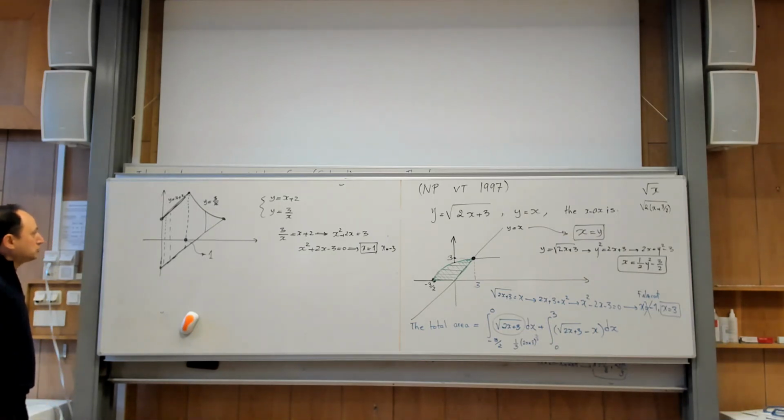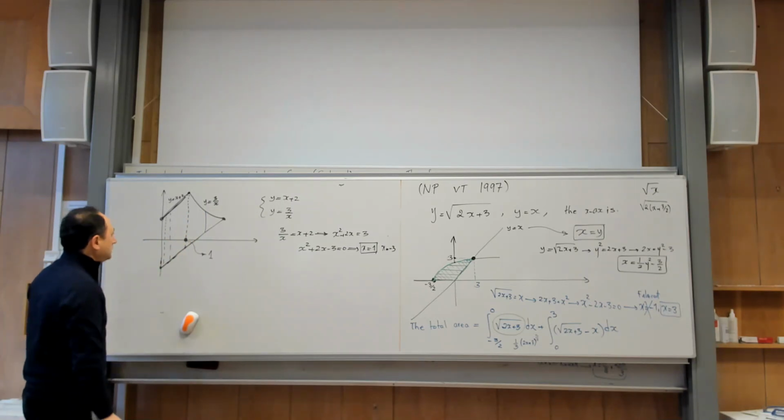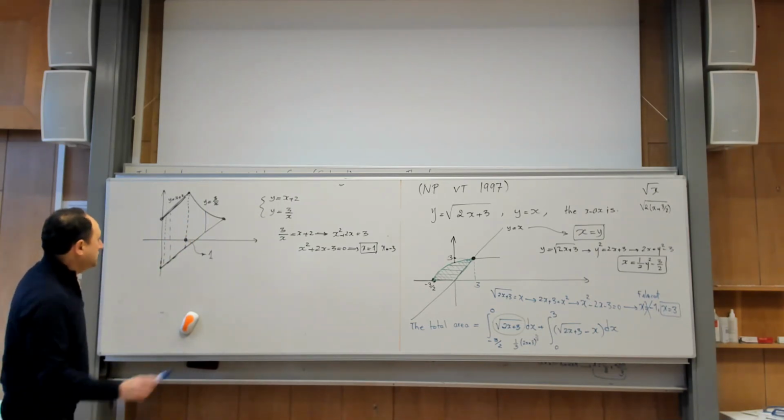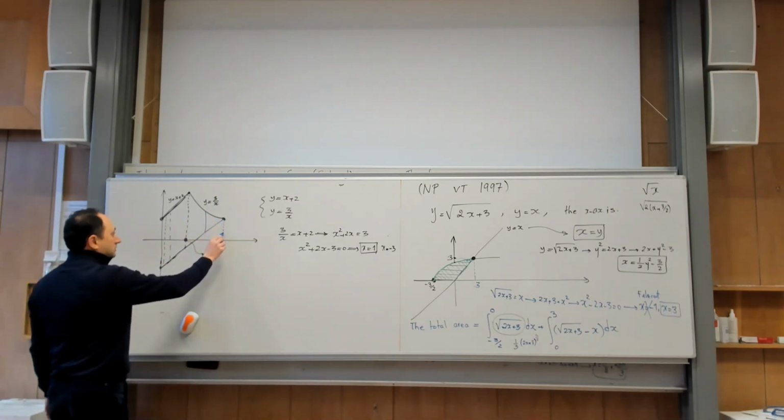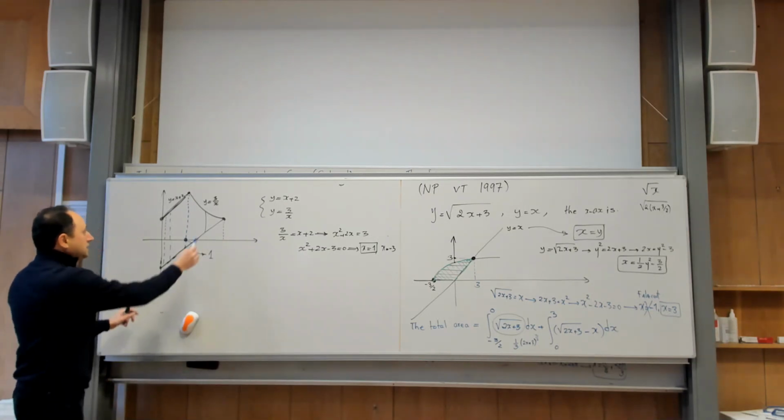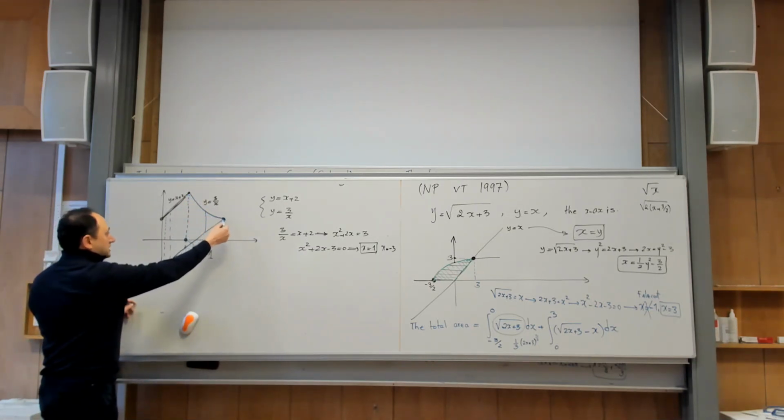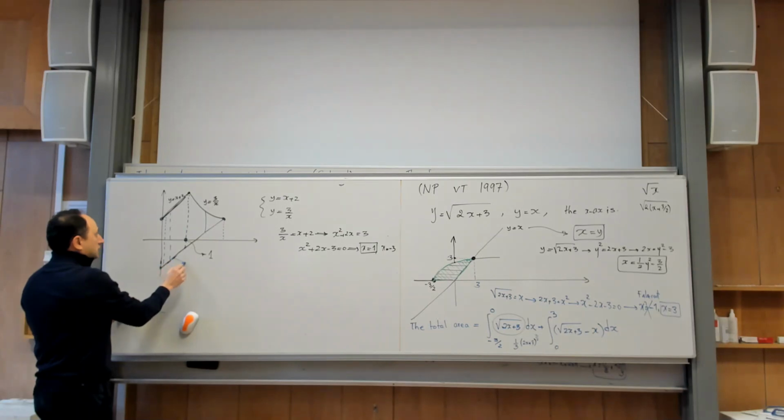I need one more point. Can you tell me which point? I need this point as well. Yes? But this point is the intersection between this and the other line. Oops, I erased that. That line was x minus 2, given from the beginning.